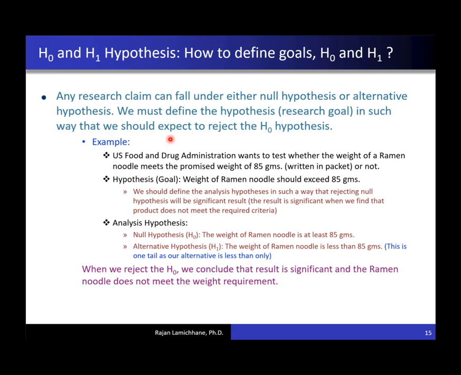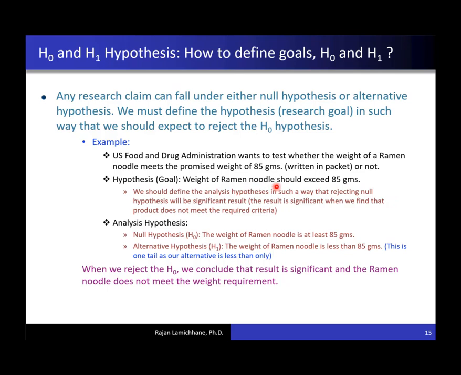US Food and Drug Administration wants to test whether the weight of a ramen noodle meets the promised weight of 85 grams or not. So if you want to test this hypothesis, then you have to define the null and alternate hypothesis. So how do you define this null hypothesis? Remember that this result will be significant when you reject the null hypothesis.